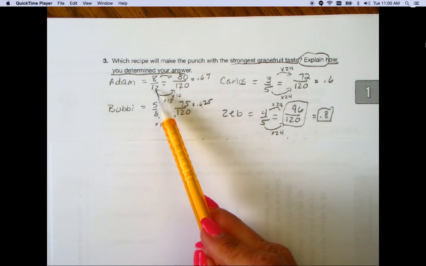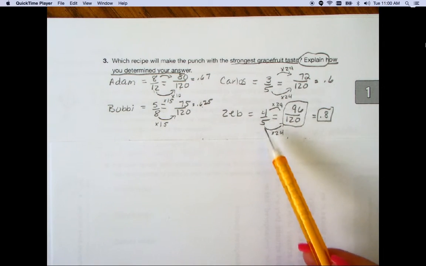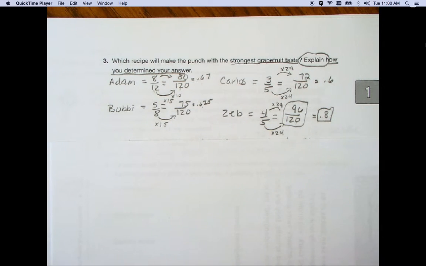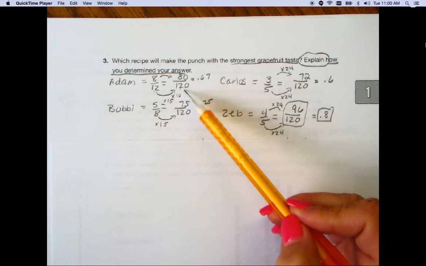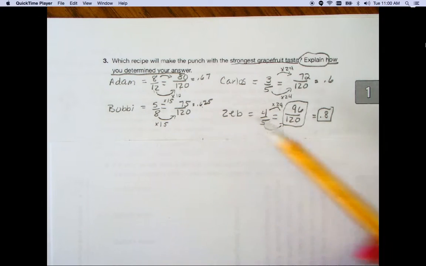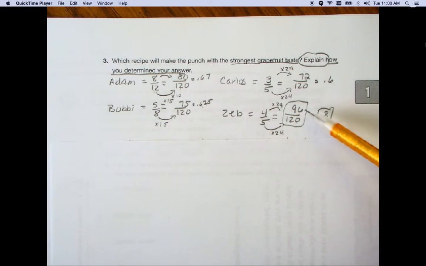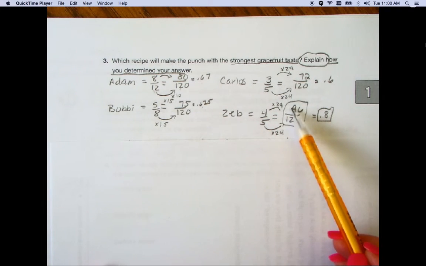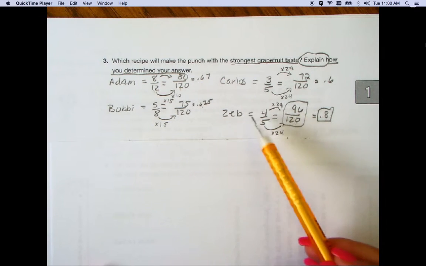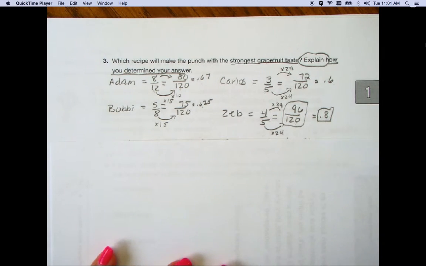So I found that the least common denominator that I could use with 12, 8, and 5 is 120. So I scaled each of these ratios up. So 80 out of 120, 75 out of 120, 72 out of 120, and 96 out of 120 would be grapefruit. Obviously, the more parts of grapefruit, the stronger it is, so Zeb's recipe is going to have the strongest grapefruit taste.